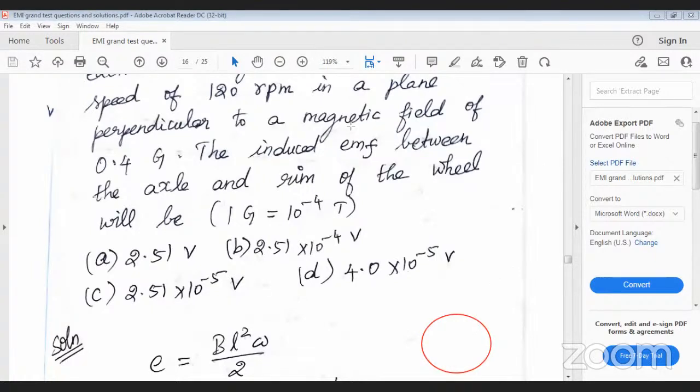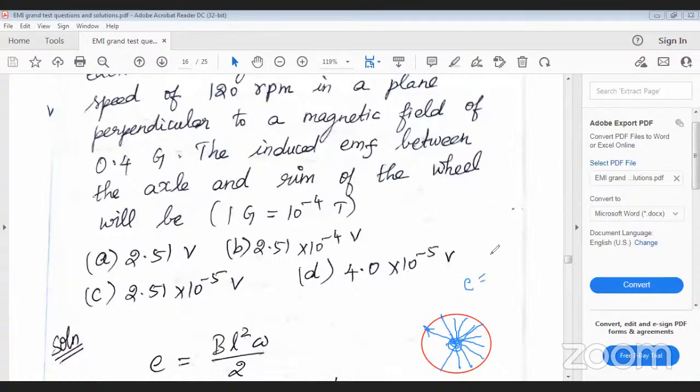So the induced EMF between axle and the rim. That means the axle is actually here. Here you have the axle. And you have 20 spokes. You can have any number of spokes, that doesn't matter. You need to find out the EMF between this rim and the axle. That means the induced EMF between this part and this center. So this thing you need to find out.